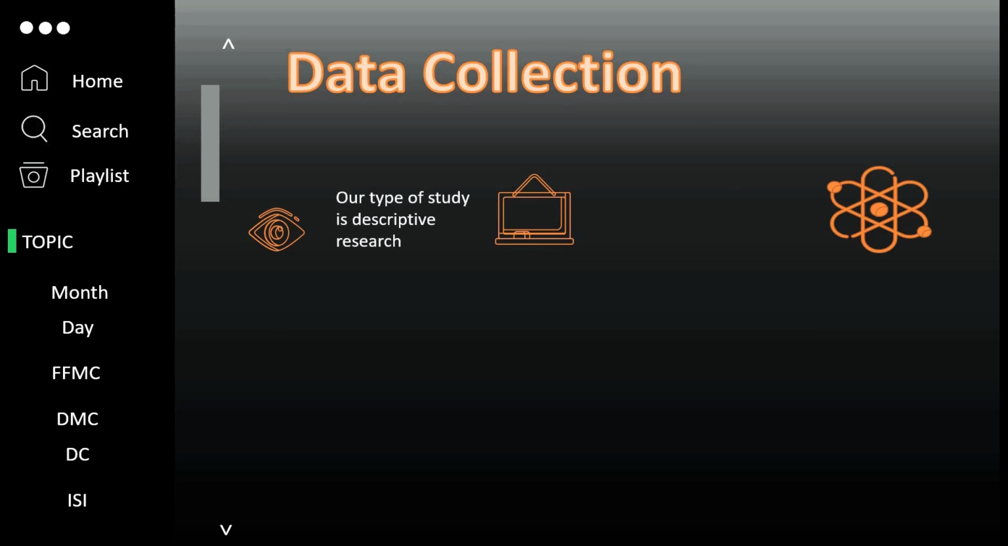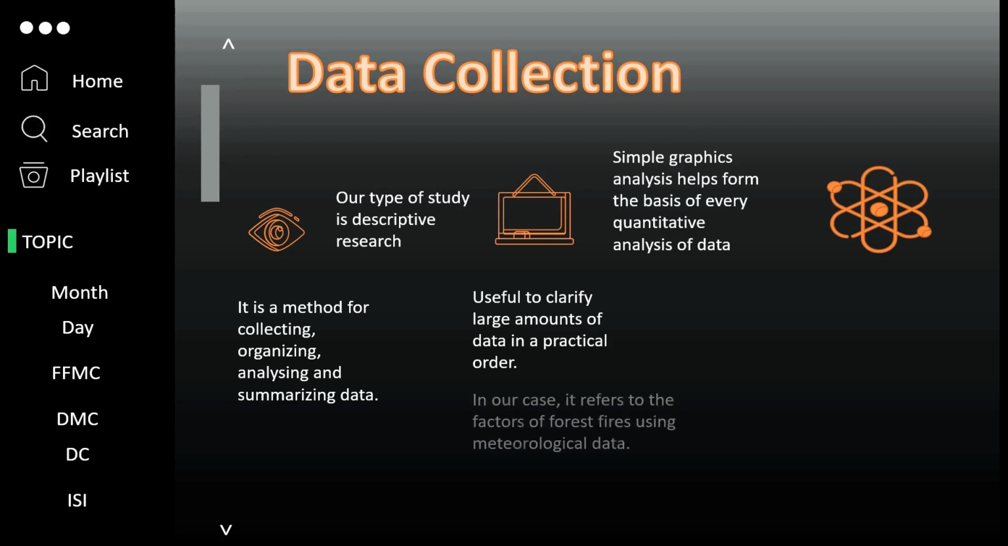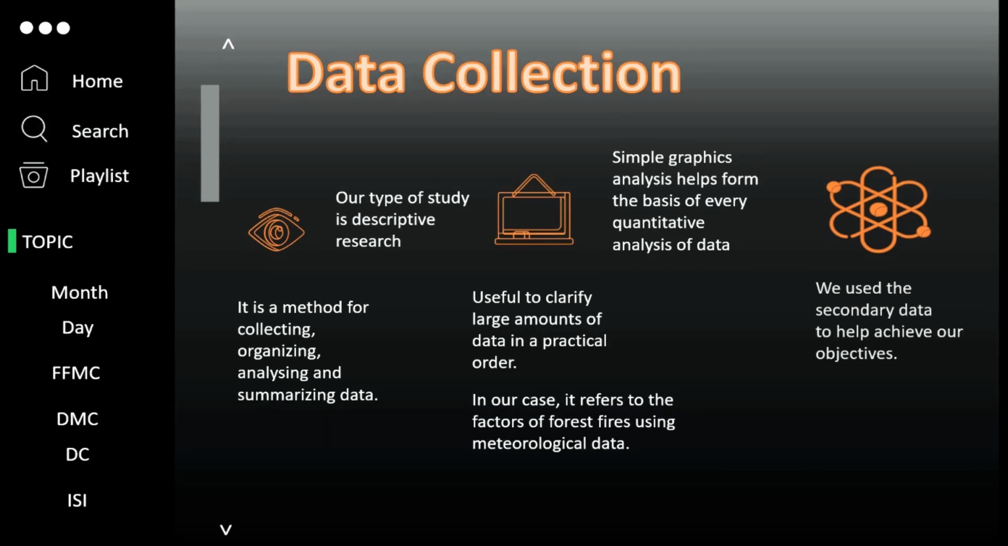Our type of study is descriptive research. Descriptive statistics can be defined as a method for collecting, organizing, analyzing, and summarizing data. It can be used to describe the basic features of the data in a research, which is mainly about the what rather than the why. They provide simple summaries about the sample and the measures we have. Together with simple graphics analysis, they form the basis of every quantitative analysis of data.